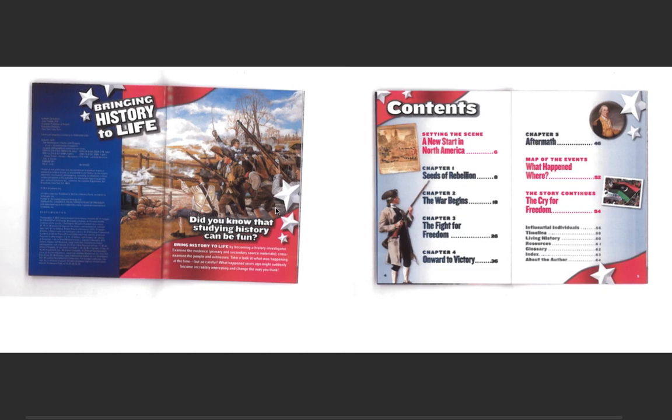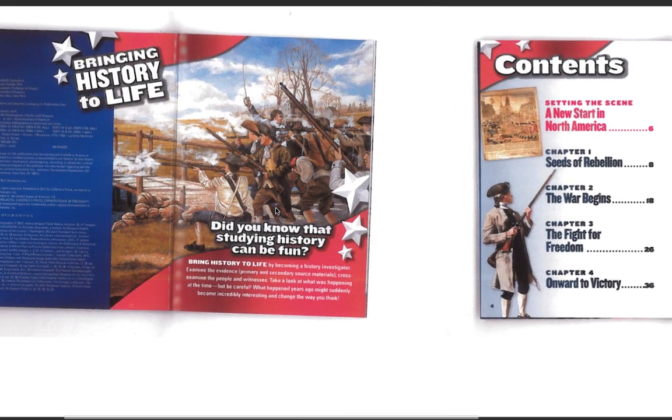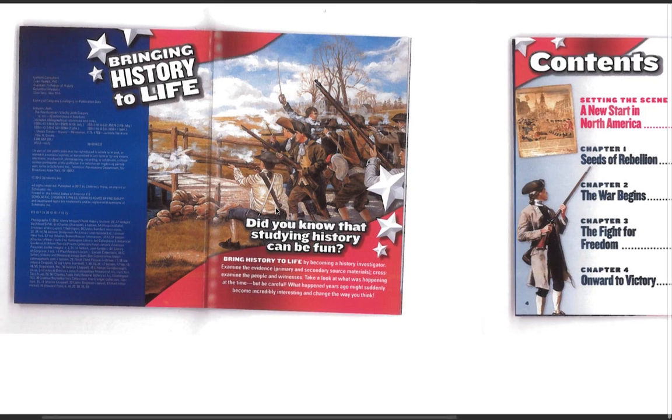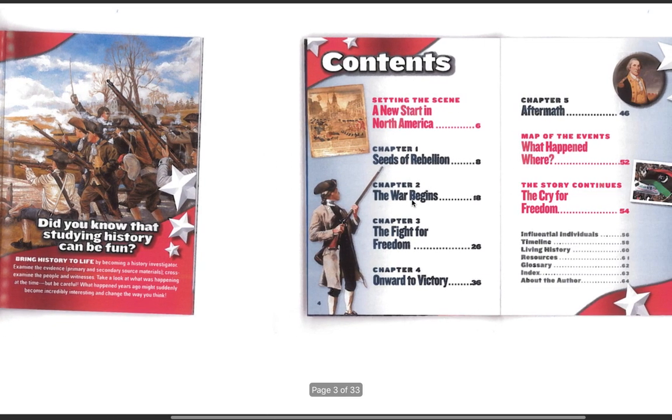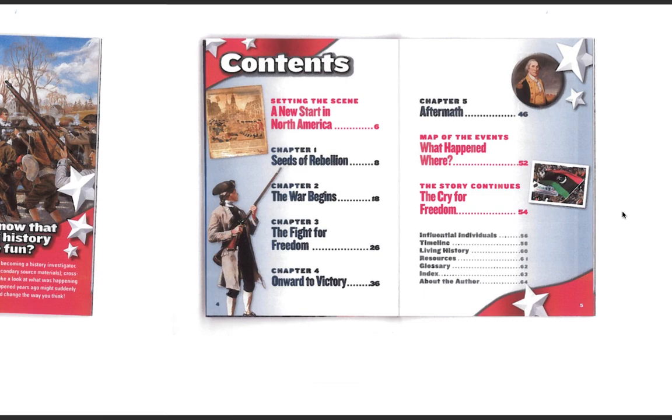This is going to be the first part where I'm going to ask you to pause and read Bringing History to Life on your own, and also scan the table of contents. Be thinking about what genre this text is.